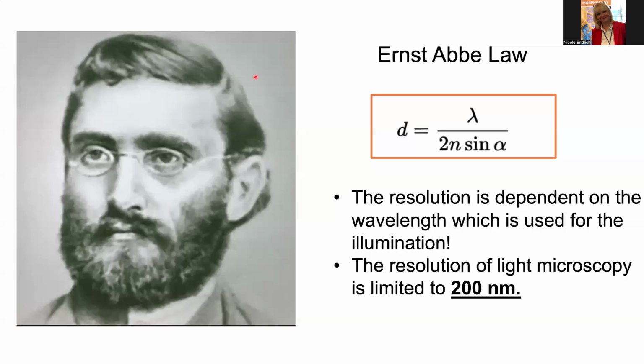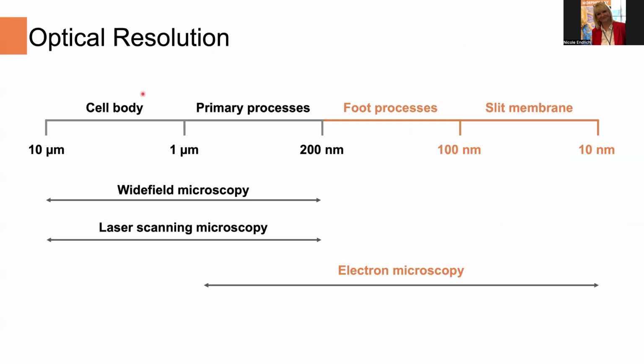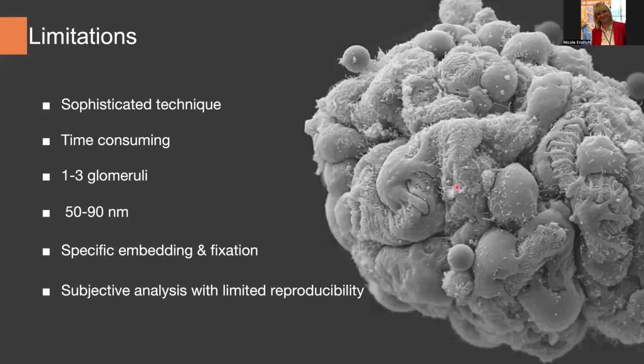The background of this is the Ernst Abbe law. This law described that the resolution is dependent on the wavelength which is used for the illumination. Therefore, the optical resolution of a light microscope is limited to 200 nanometer. As you can see here, electron microscope is the only way to visualize foot processes and the filtration slit in between. However, there are several limitations of this technology.